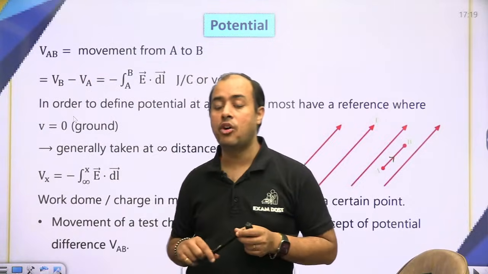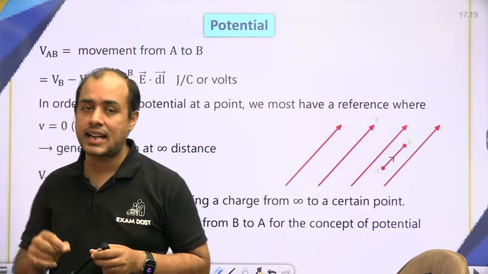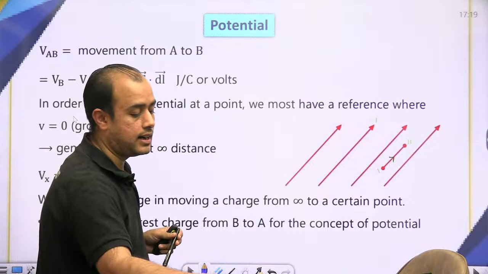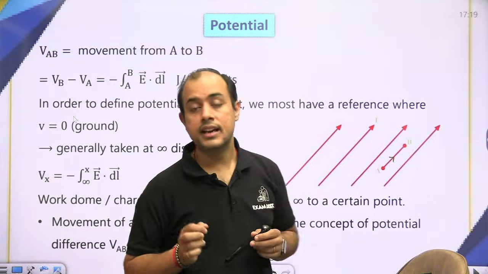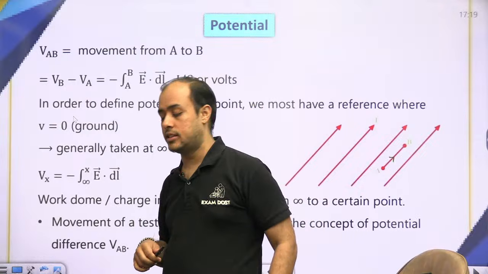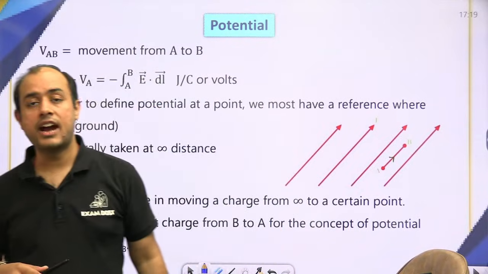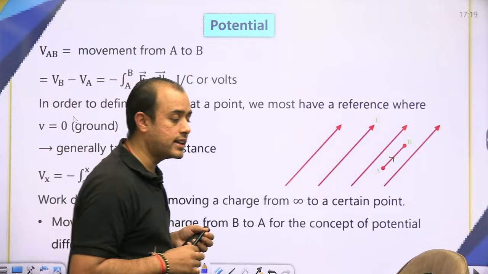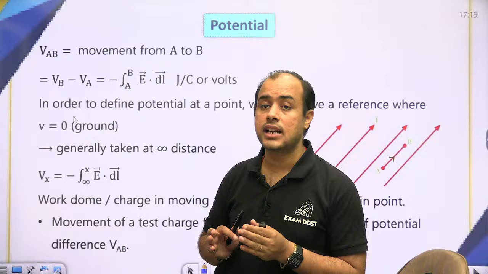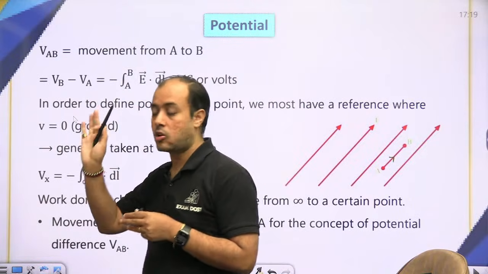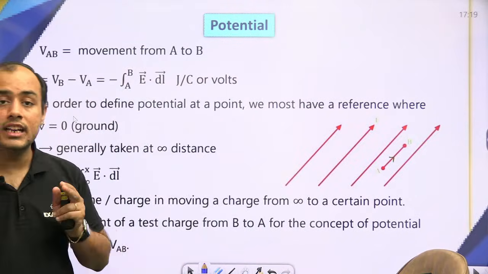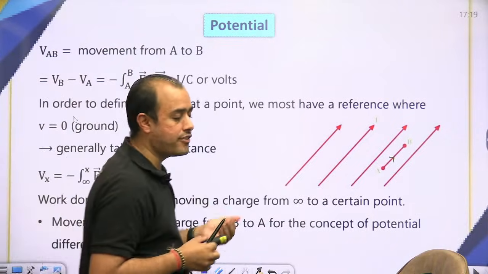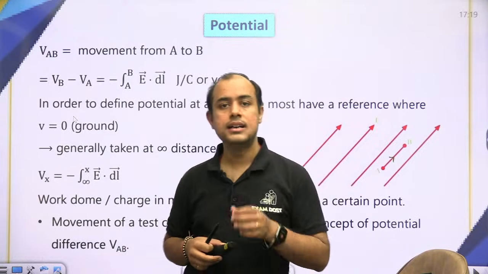What if I want to define the potential at a point? In that case, beta, I have to take a reference. Reference is the point where potential is zero. We have to take a reference, that is where the potential is zero. We call it ground. We usually take the ground at infinite distance because beta, when you are at infinite distance from the charge, it will not have any effect on the point.